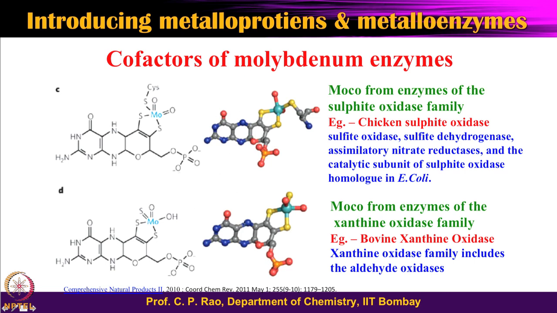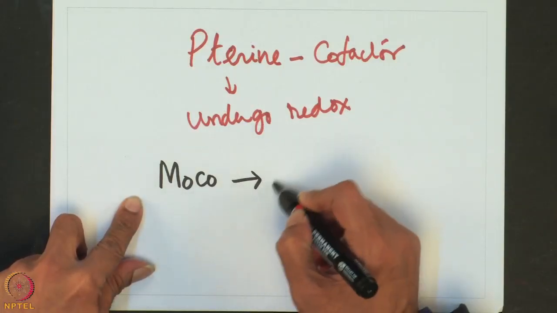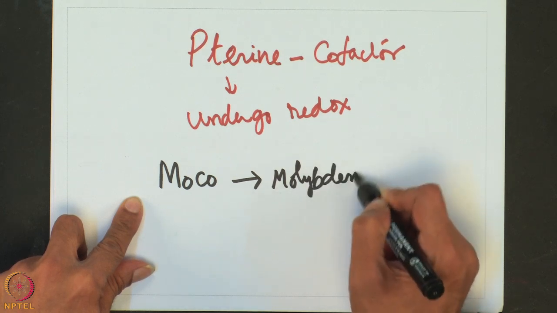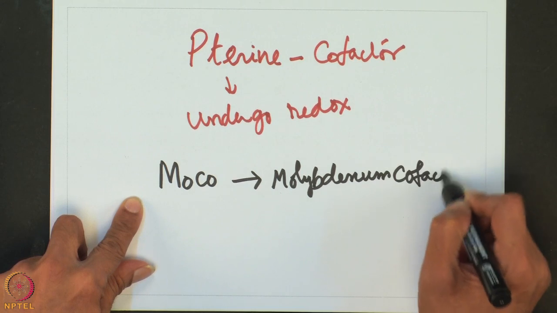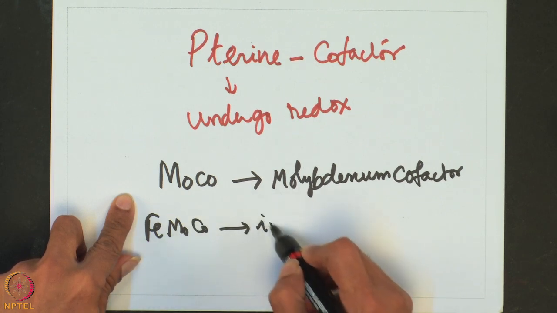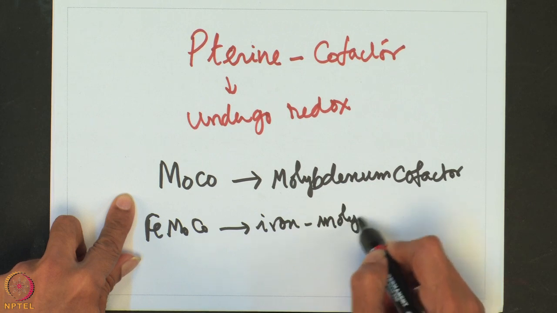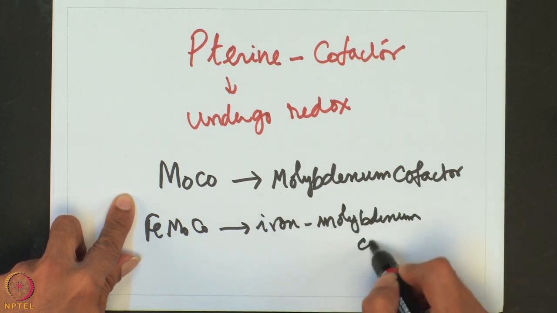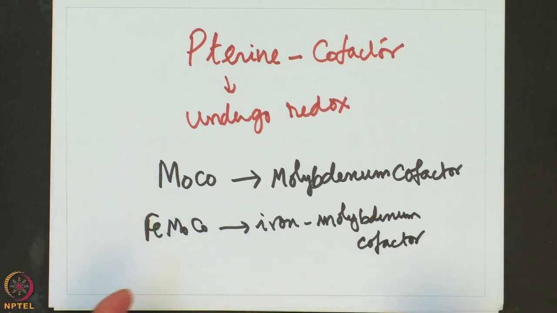This is a structural form of the same. As you can see, these are called molybdenum cofactors. The molybdenum cofactor in the short form is written as MOCO. So, MOCO is molybdenum cofactor, and in the earlier case FeMoco, iron molybdenum cofactor. So, I hope you understand this. They are quite simple to keep in mind.